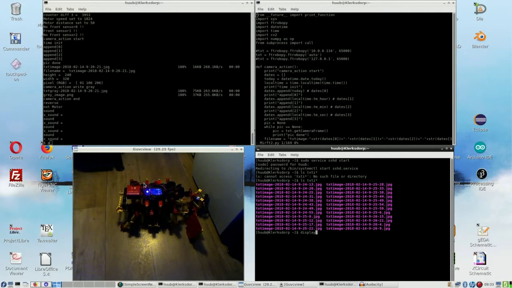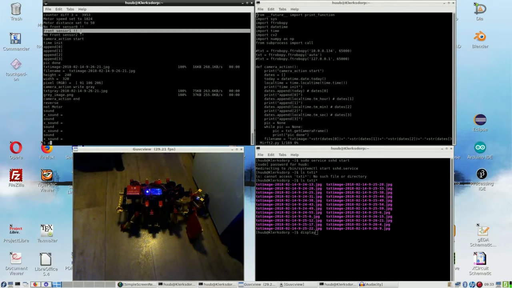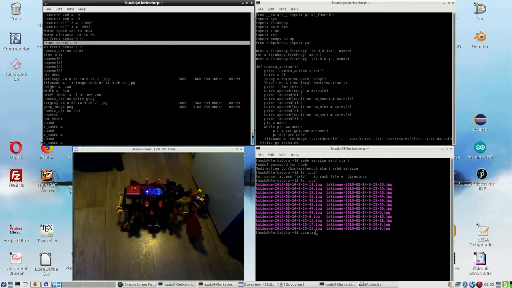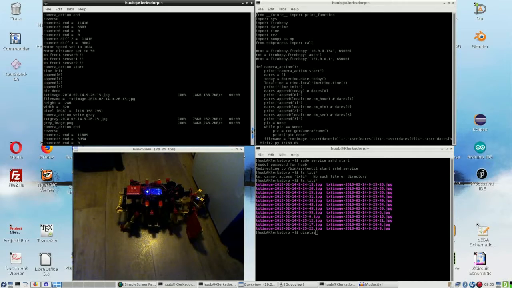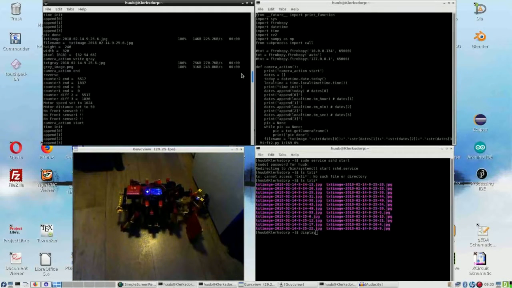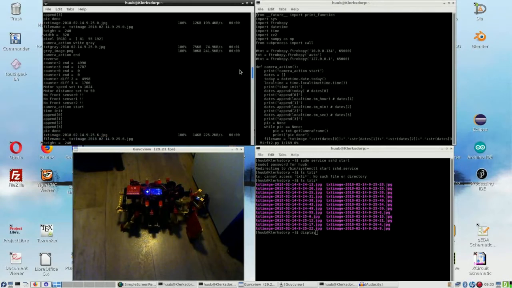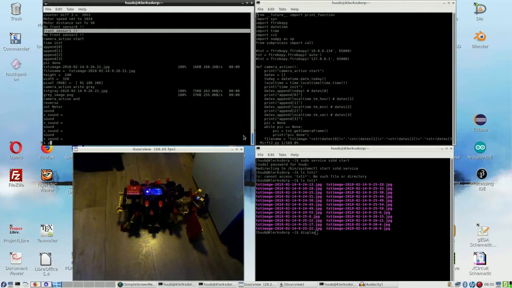Alright, so now we have come to some results testing. This one ended with a sound because of front sensor 1 being activated. At least that is what I suppose has happened. Quite a few images. Also quite a few hand corrections. And let's see whatever has happened.